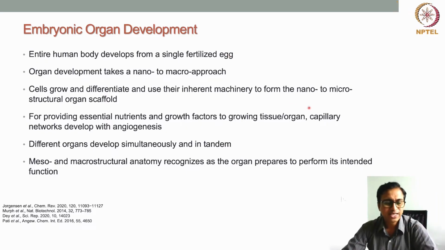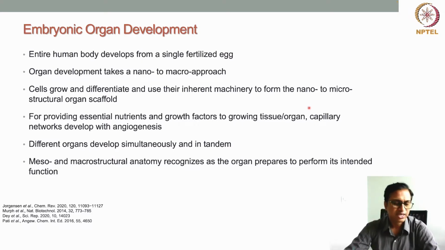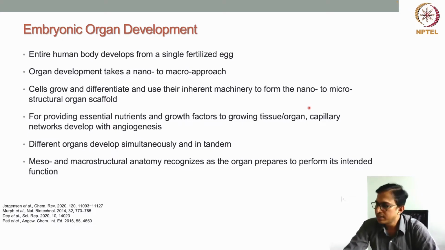That means the cells produce their own extracellular matrix using their own inherent machinery. The cells have the capability to produce different extracellular matrix components, because in this way they can pattern, arrange and organize the different extracellular matrix in a nano to microstructure, which is helpful for that particular tissue or organ development.